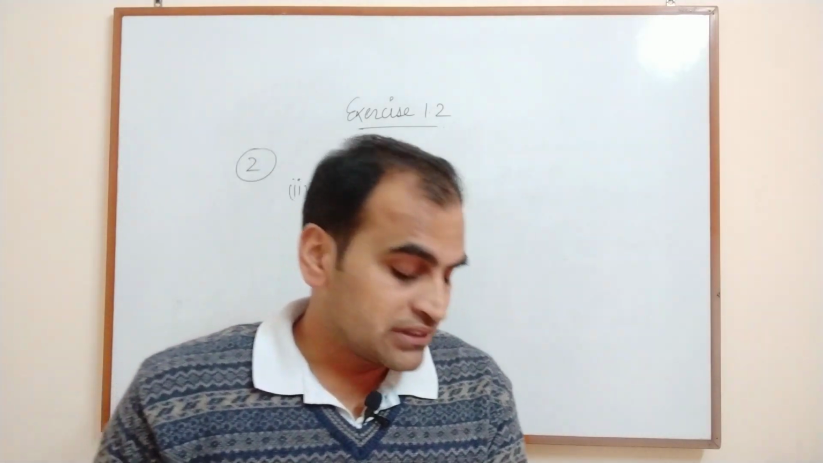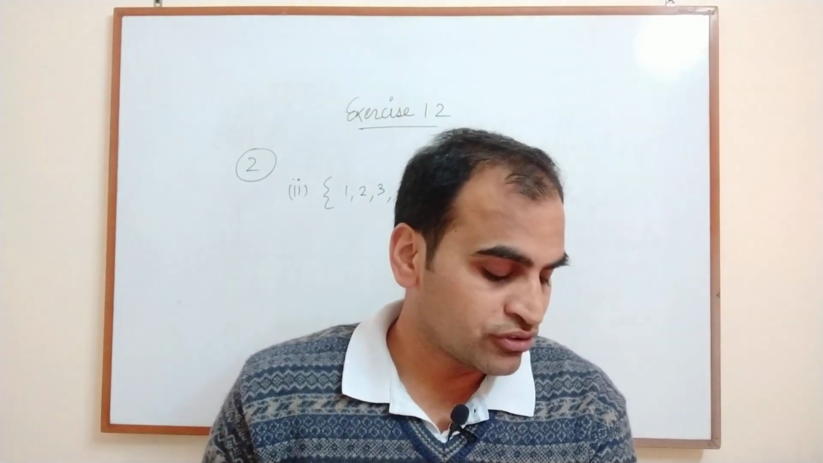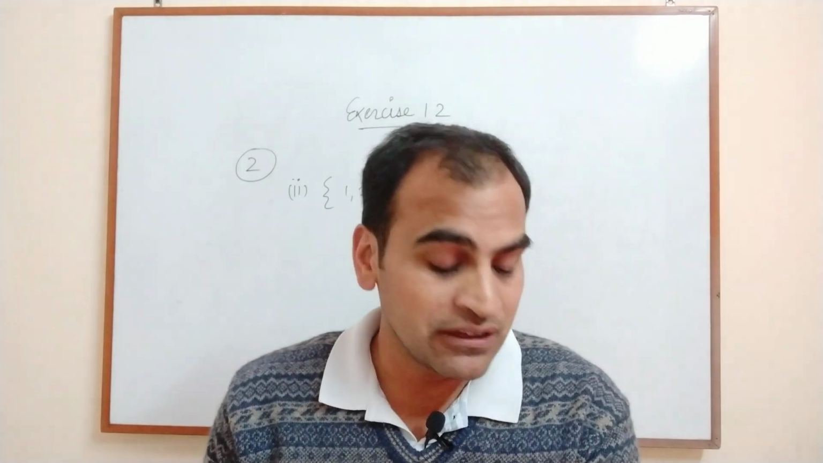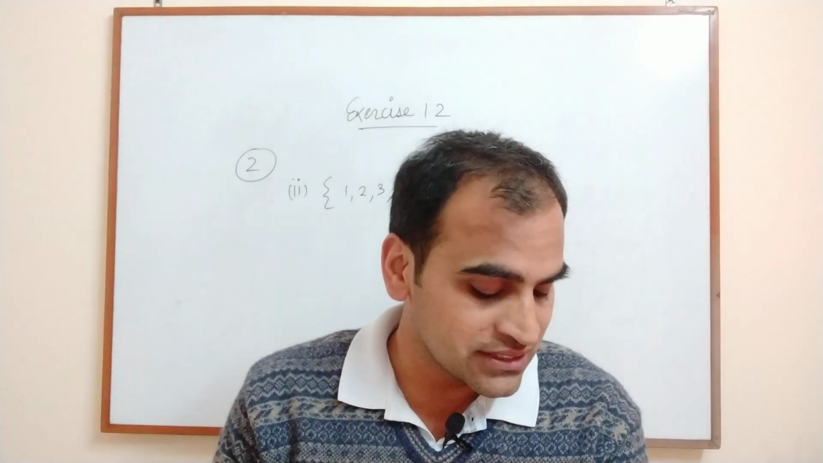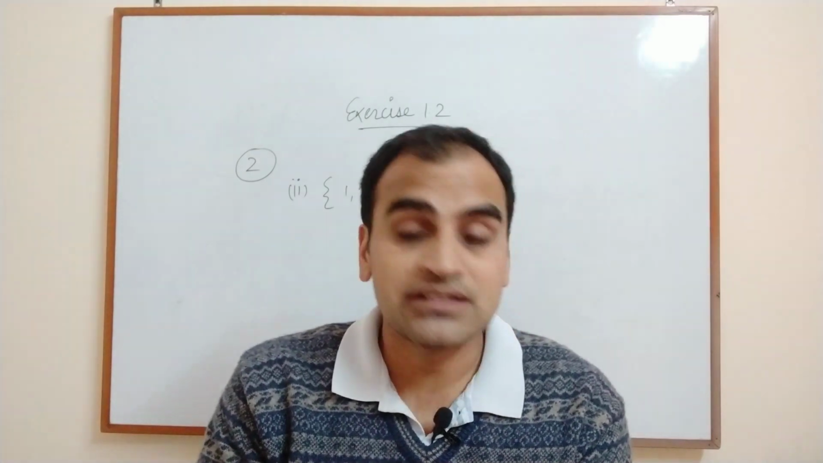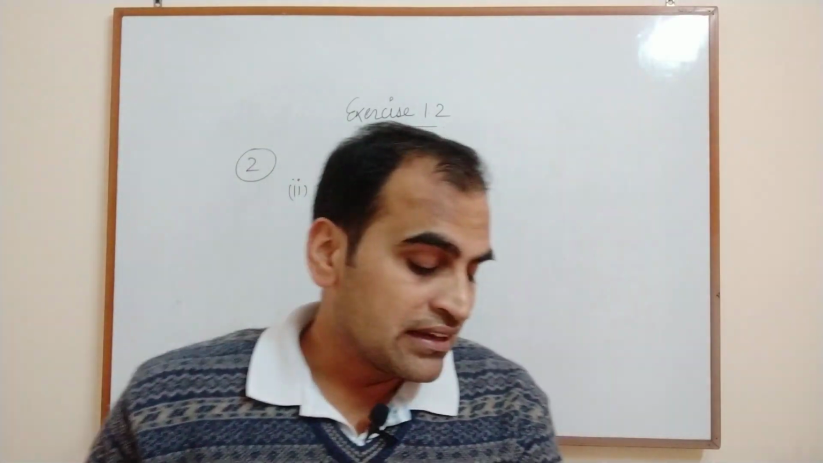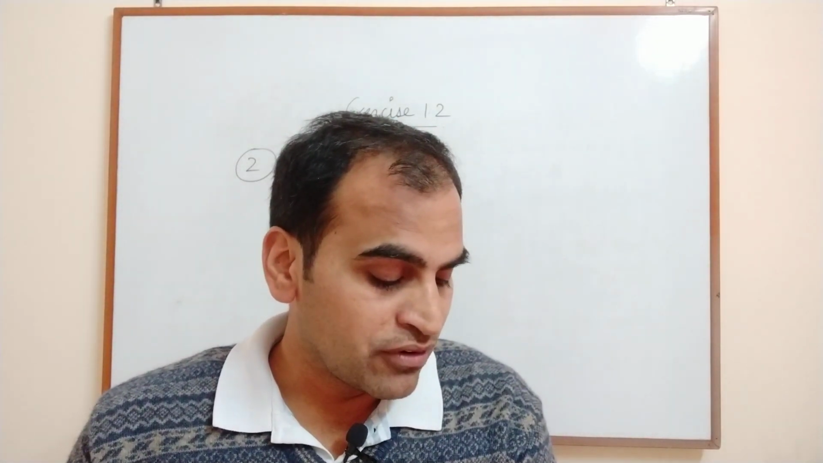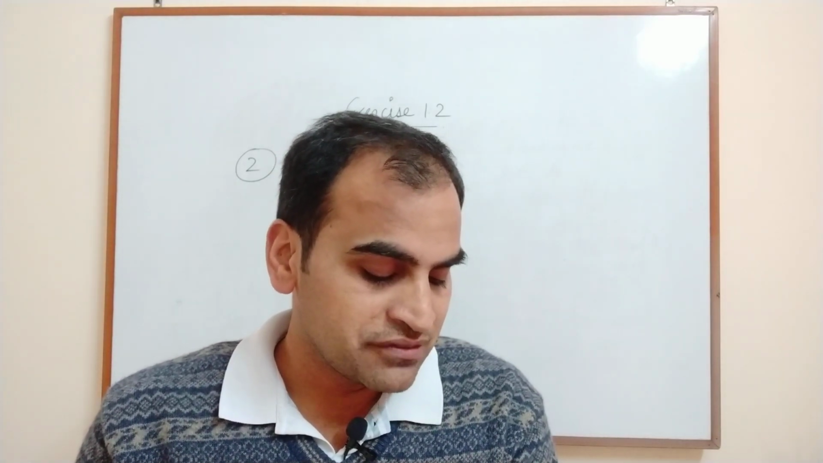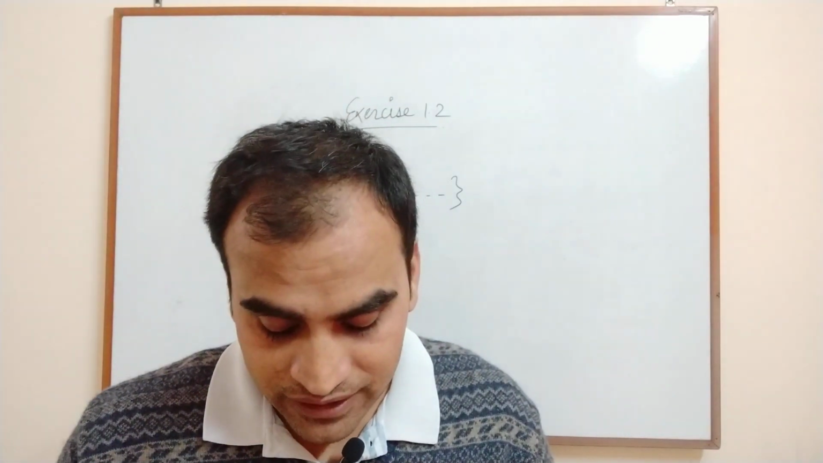The question number 3 is: state whether each of the following sets is finite or infinite. The first part is the set of lines which are parallel to the x-axis. There are infinite lines parallel to the x-axis, hence it is an infinite set. Set of letters in the English alphabet: we know that there is a limited number of letters in the English alphabet, so that's why it is a finite set. The third part is the set of numbers which are multiples of 5.